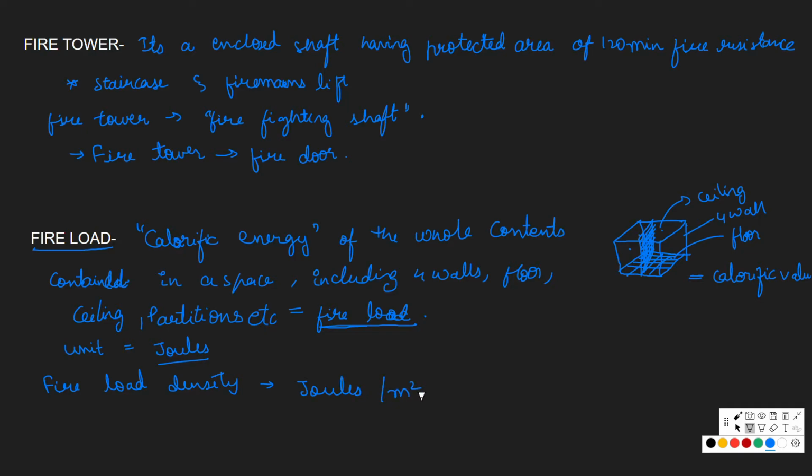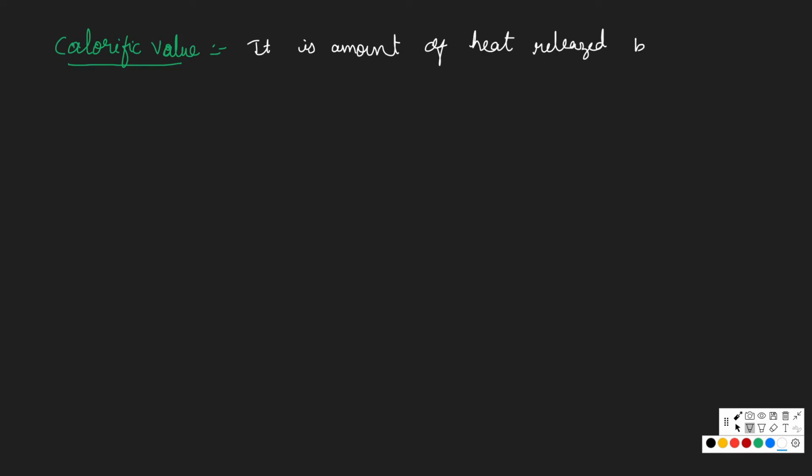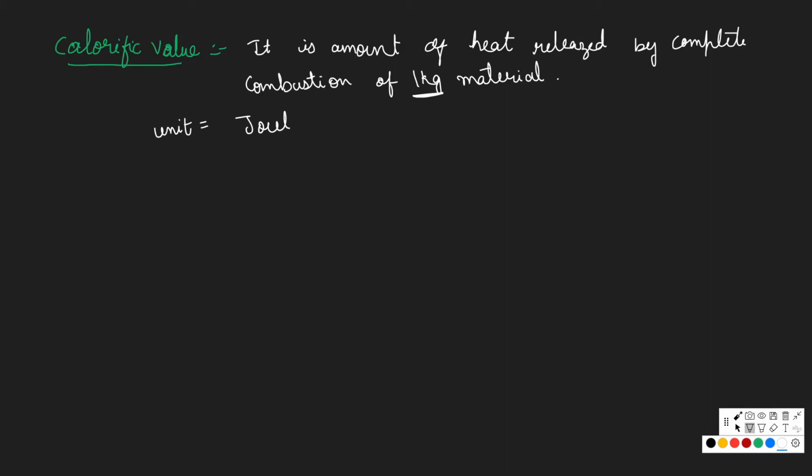So what is calorific value? Calorific value is nothing but the amount of heat released by complete combustion of 1 kg of material. So almost every material has its own calorific value. The unit for calorific value is joules per kg. So the amount of heat released by complete combustion of 1 kg of material is the calorific value.